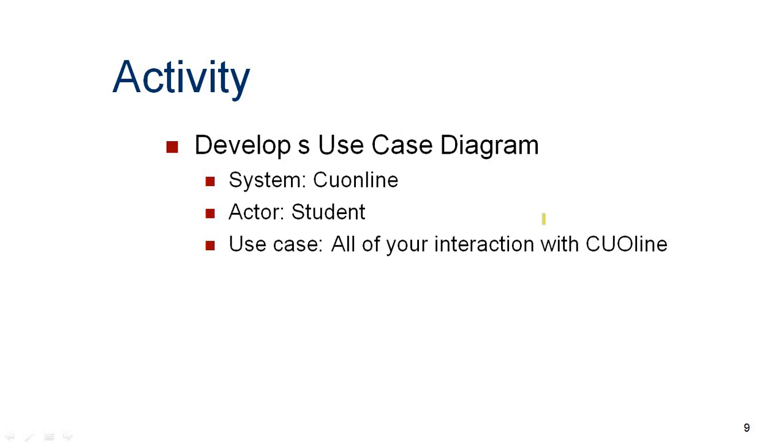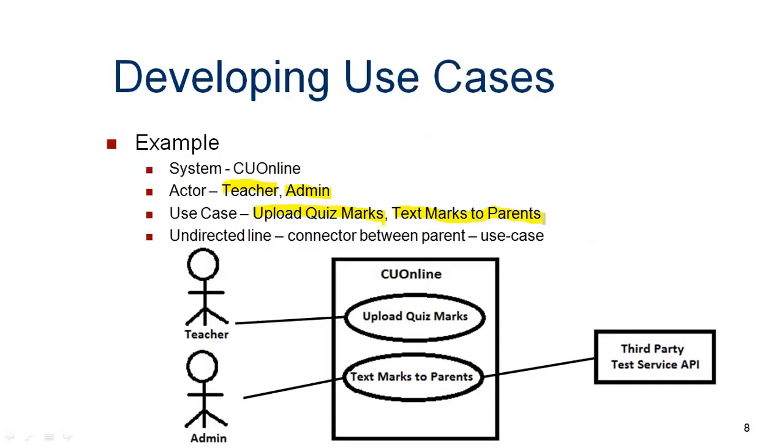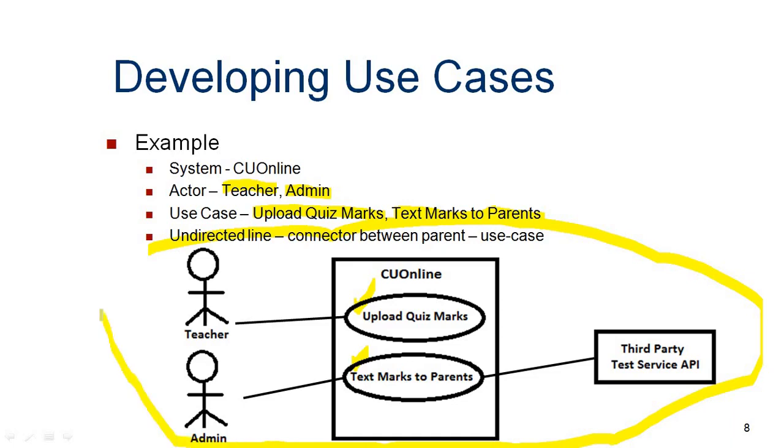So I expect an activity, an assignment from you to develop a use case diagram. Let me go back to this slide. It is important to mention here that in this specific diagram you can see this specific oval symbol is a use case. And when we talk about this complete diagram, this is called a use case diagram. So we have developed a use case diagram that represents different kinds of use cases of different kinds of actors.